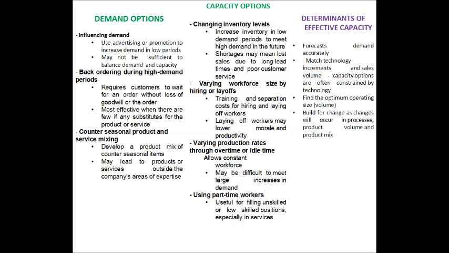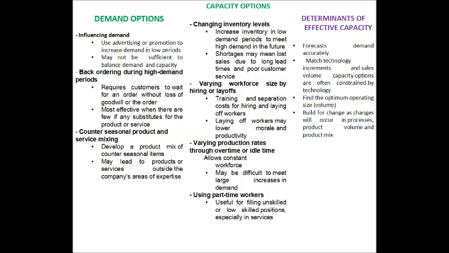Capacity option. The first capacity option is changing inventory levels. Increase inventory in low demand periods to meet high demand in the future. The second one is varying workforce size by hiring or layoffs. There are training and separation costs from hiring and laying off workers. Laying off workers may lower morale and productivity.